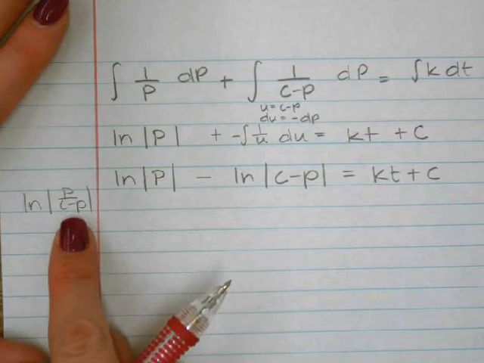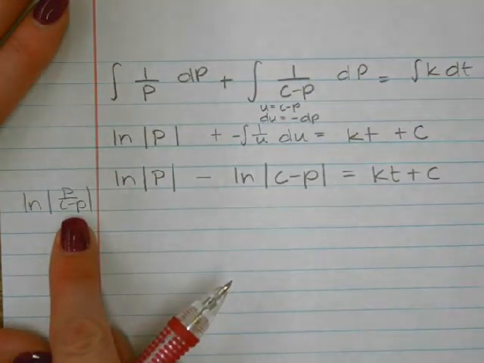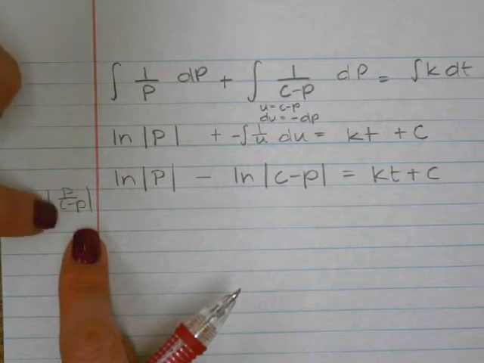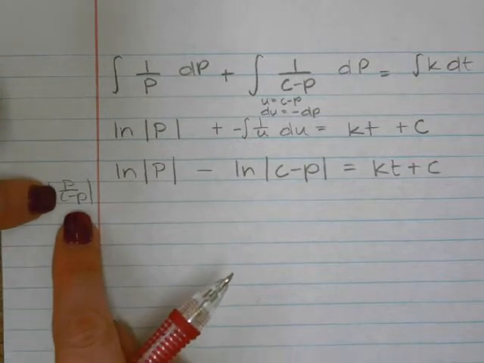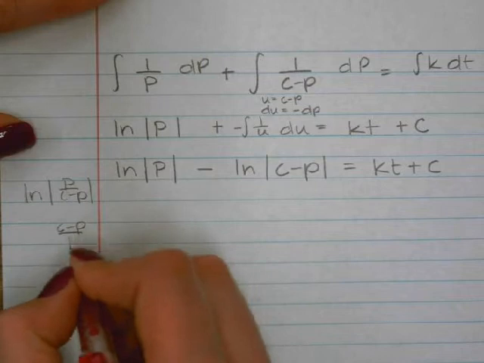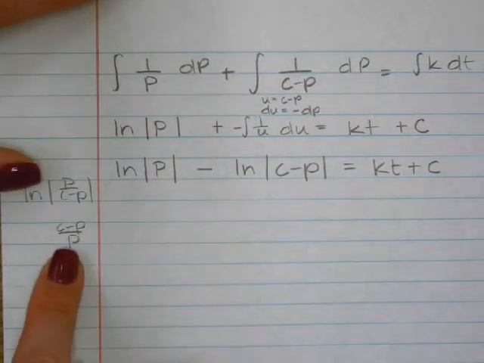Eventually I want to have an equation that says p equals. Having fractions like p over c minus p is going to be hard to solve for p because the denominator has a minus in it. I would much prefer a fraction where it is c minus p over p, because that fraction is easier to deal with since I can split it apart.